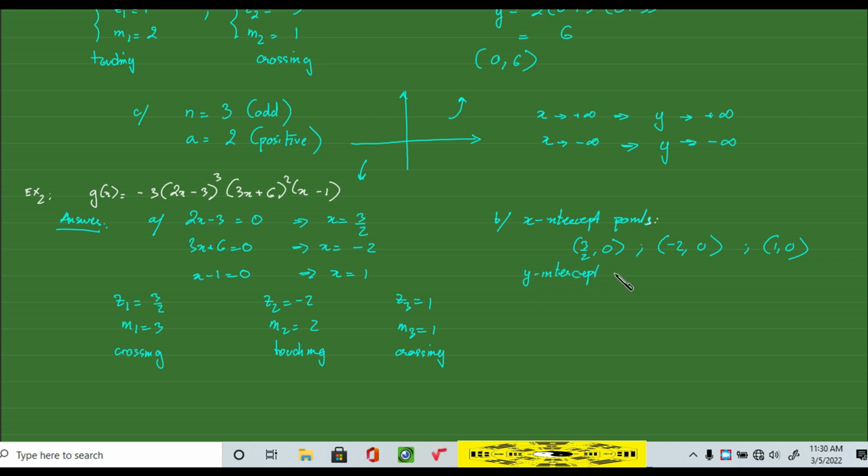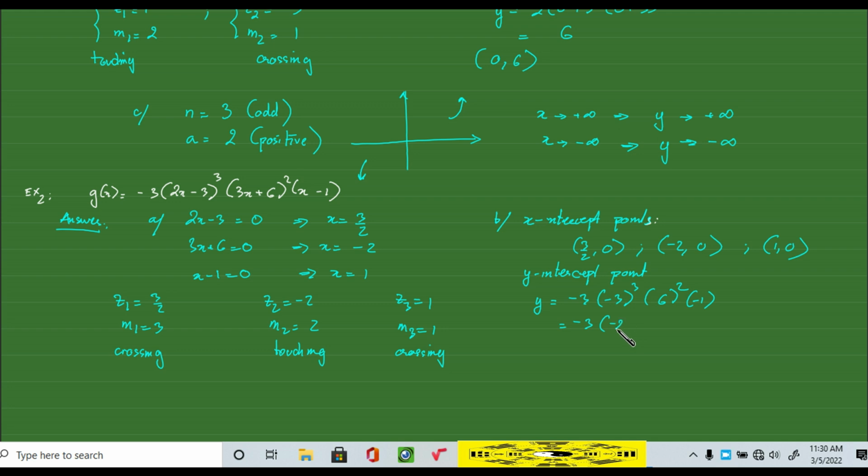And the y-intercept point. There's only 1 point, so there's no plural right here. Okay, so put x equal to 0. Then we have y equal to... the 0 over here, so what you have left is -3 raised to the third. 0 over here, so what you have left is 6 squared. 0 over here, what you have left is -1. So the answer could be -3 raised to the third.